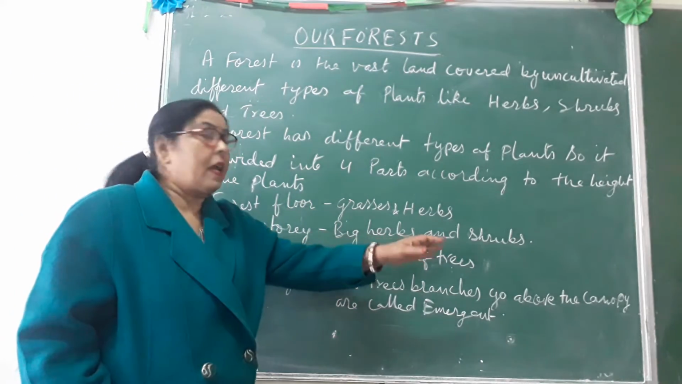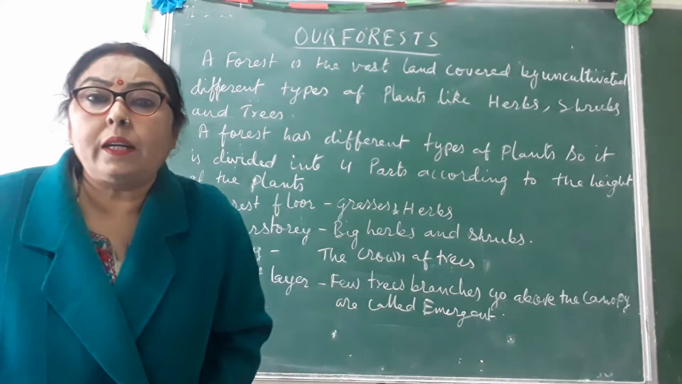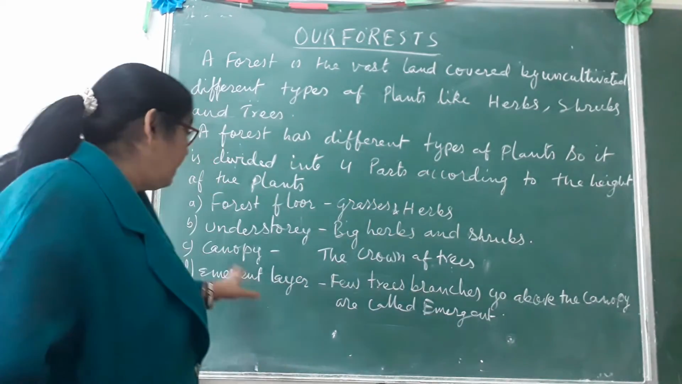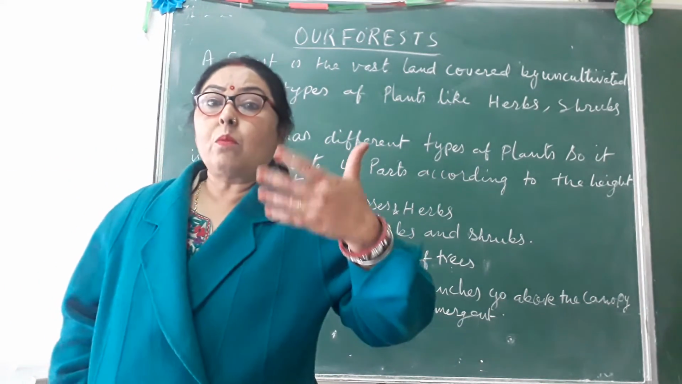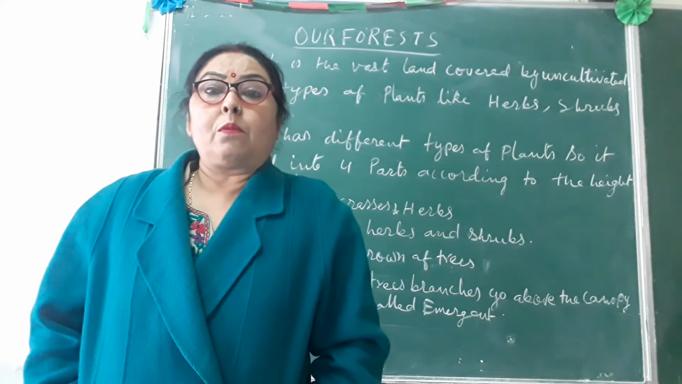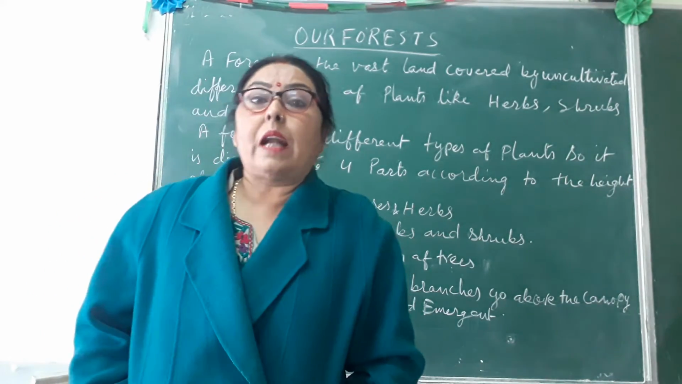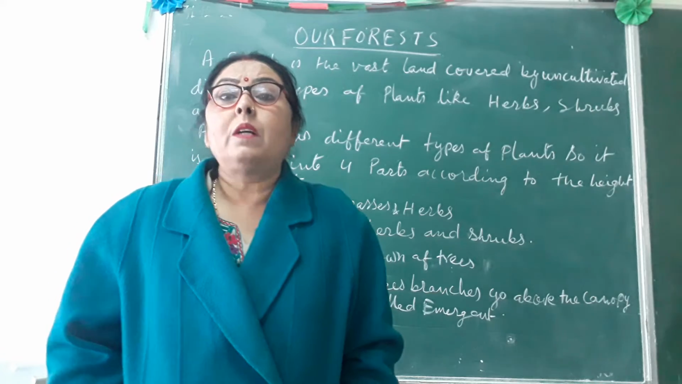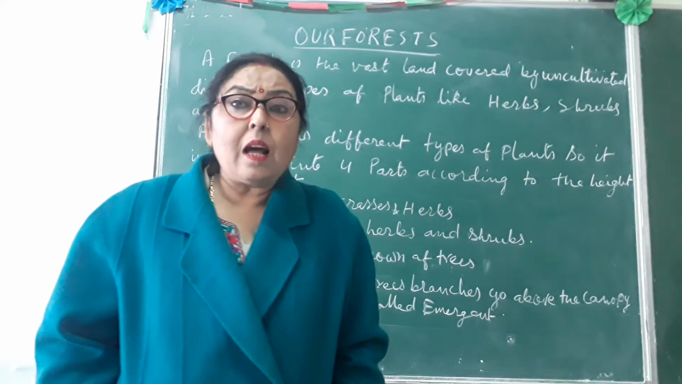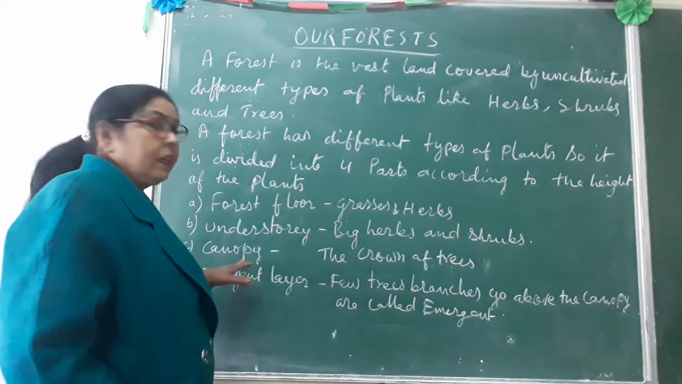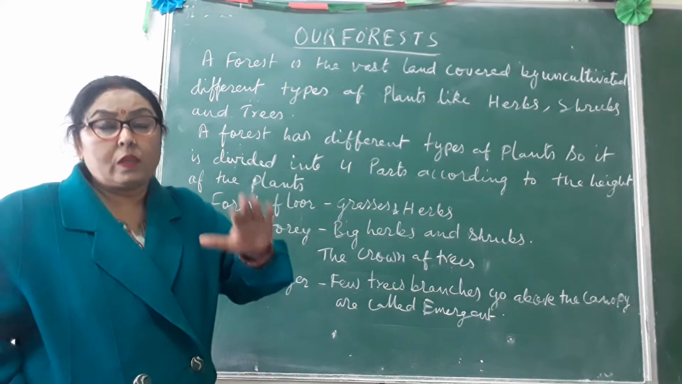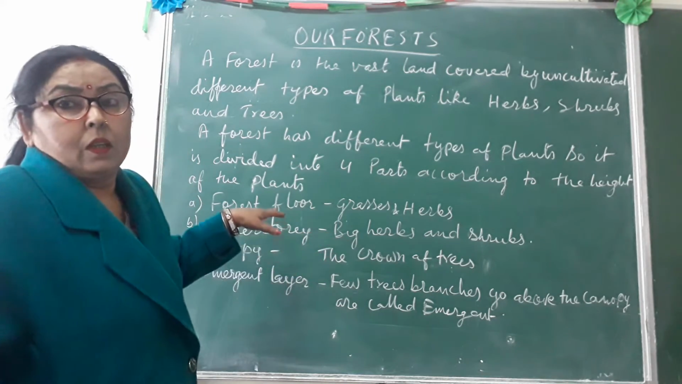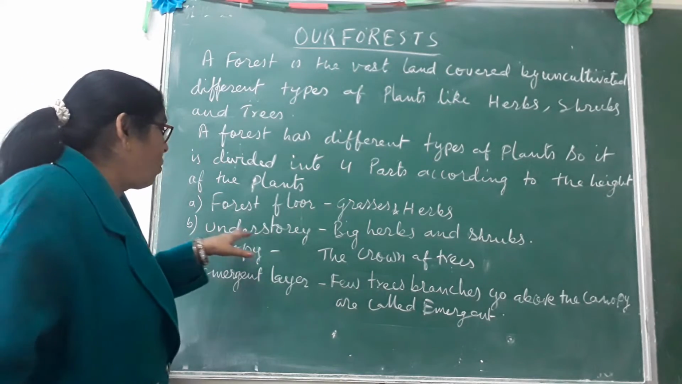So the big herbs and shrubs constitute the understory. Understory means the lowest story of the forest. Then you know about the story, means we have so many multi-storied buildings. So the lowest is called the ground floor. Below it we have parking areas, means the underground area. And then comes the first floor, second floor, means first story, second story, third story. In this way we call the lowest story of the forest the understory.